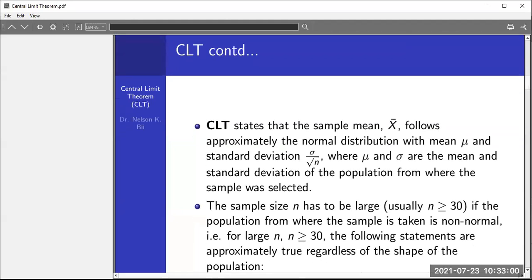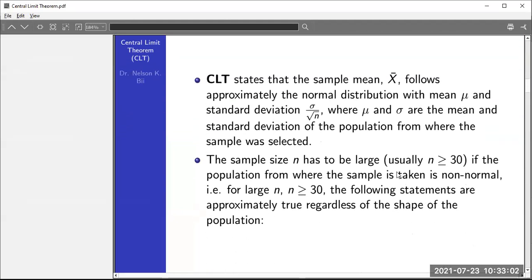So the sample size n has to be large, and how large is large? When n is greater than or equal to 30, but in some quarters you'll come across n being greater than or equal to 20 for us to say n is large, so it depends.